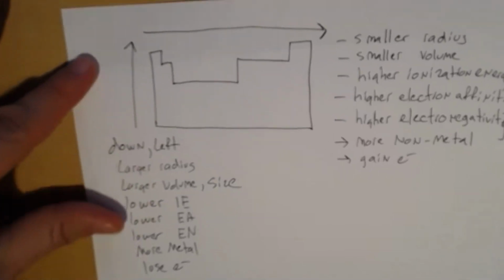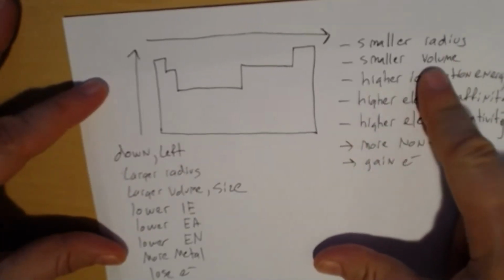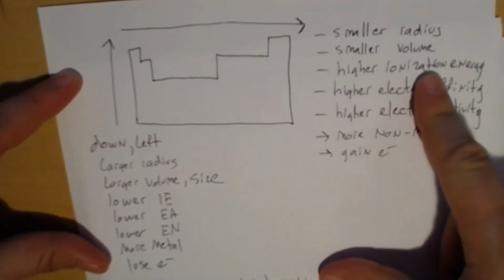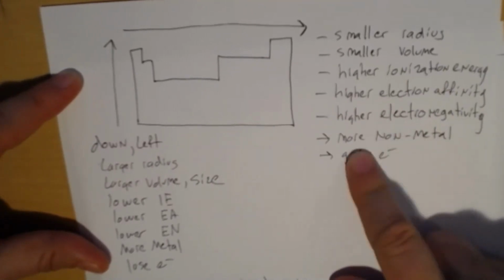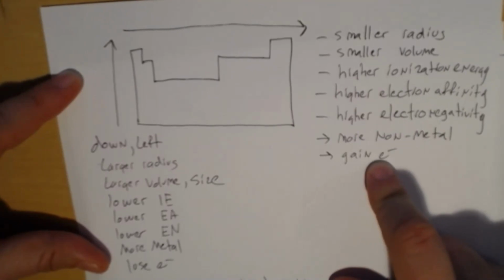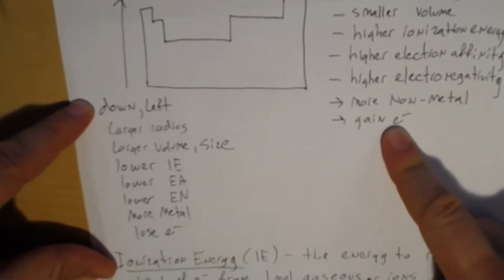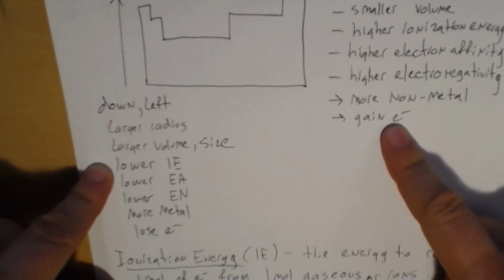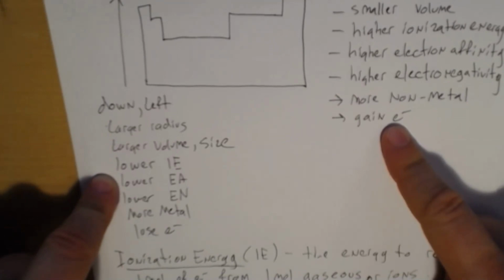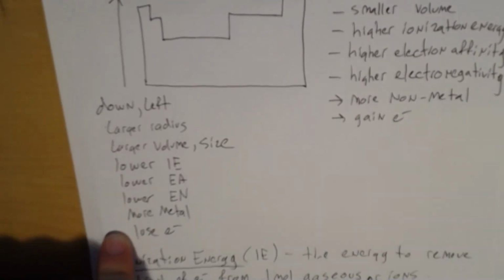So this is the key thing here. As I go up and to the right: smaller radius, smaller volume, higher ionization energy, higher electron affinity, higher electronegativity, more non-metal-like, more likely to gain electrons. As I go down and to the left: larger radius, larger volume, lower ionization energy, lower electron affinity, lower electronegativity, more metal-like, more likely to lose electrons.